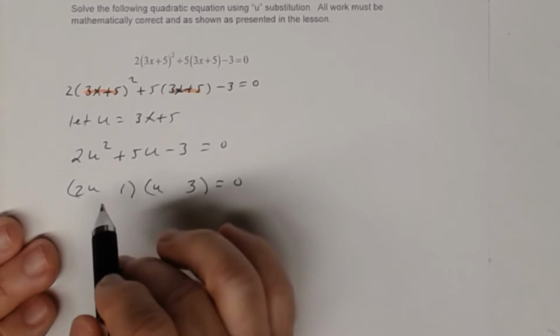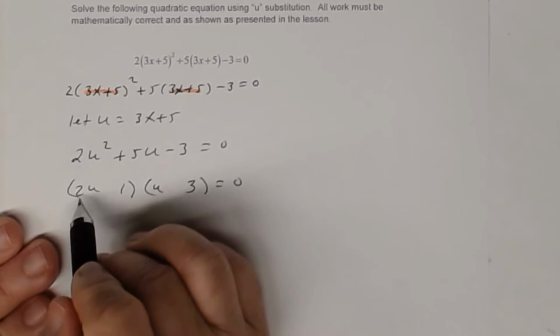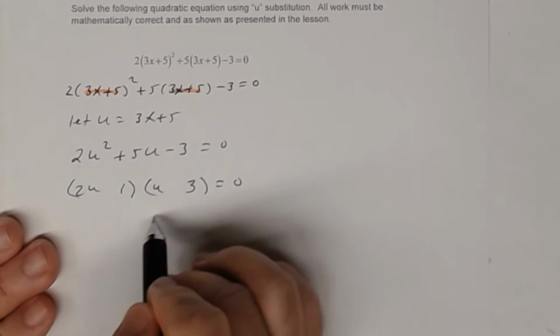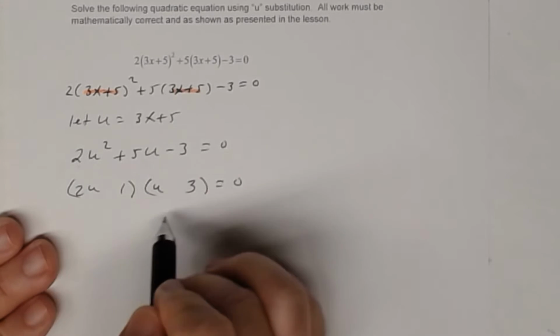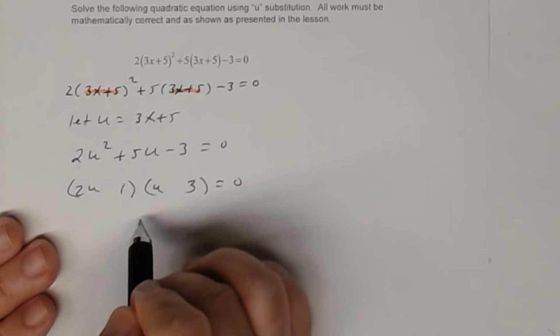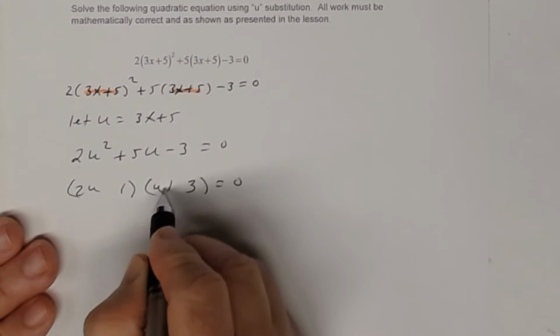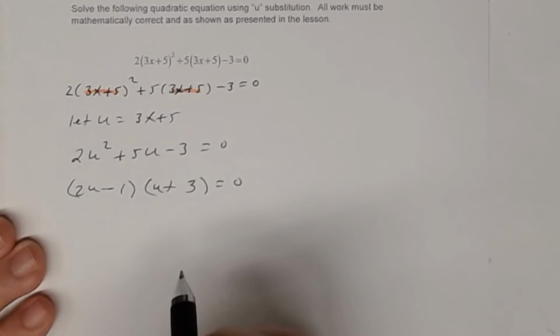The last sign's negative, so remember that means that these signs in here are different. One's positive, one's negative, and the larger of the outer and the inner will take that middle sign. Well, 2 times 3 is 6, 1 times 1 is 1, so 6u is going to be positive, and 1u will have to be negative, and then that will give us our 5u.